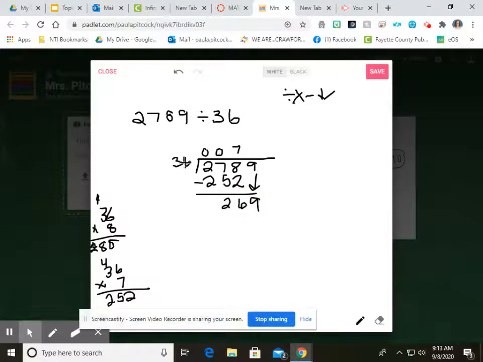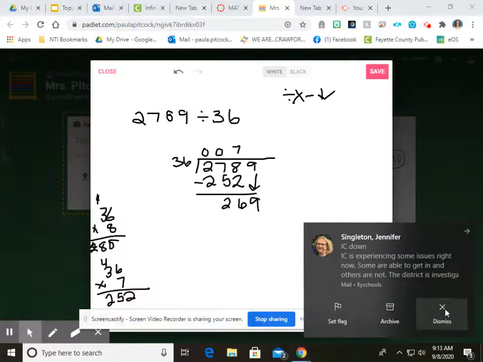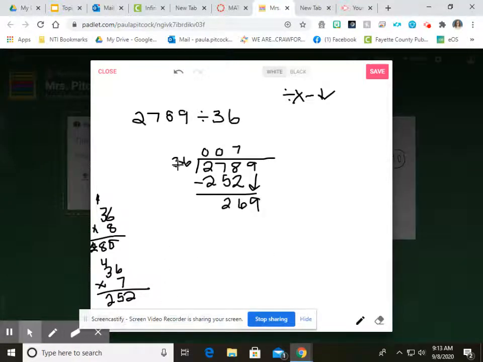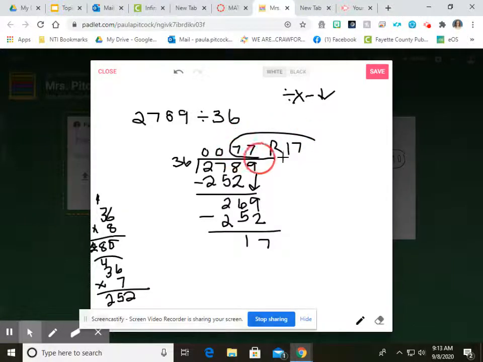So divide. Look, I already did this work over here. So 36, the closest it can get to 269 is right here. Okay? So it goes in 7 times again, which is going to be 252. Subtract. You get 17. Bring it on down. There's nothing to bring down, so I'm done. My answer should have been 77, remainder 17.